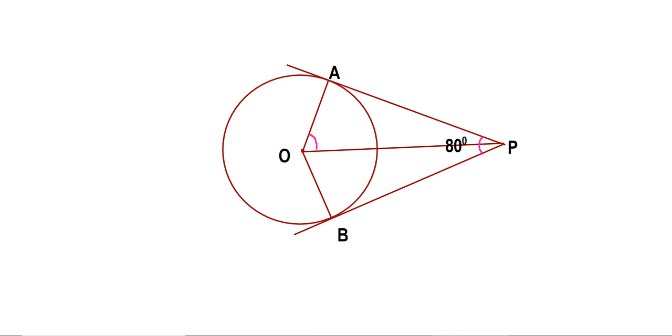For that, you know these two triangles are congruent, as we proved. Therefore, angles OPA and OPB are equal to 40 degrees. So this angle is equal to 90 degrees. From the angle sum property of the triangle, you can find out angle POA.